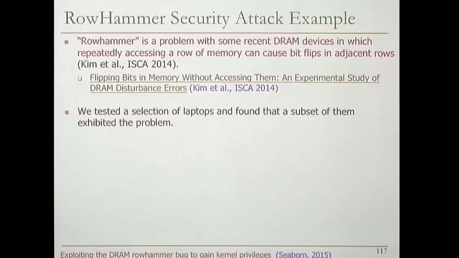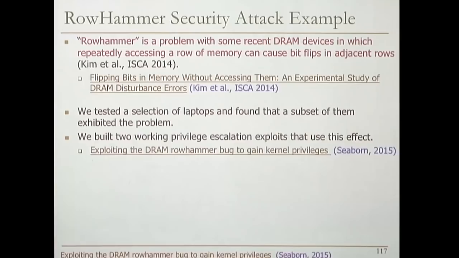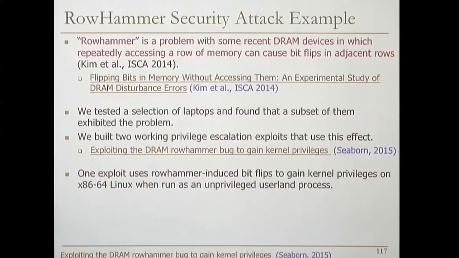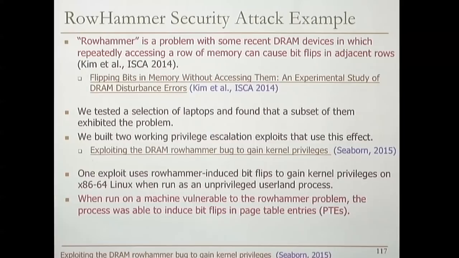They basically said, I'm quoting, they tested a selection of laptops and found that a subset of them exhibited this rowhammer problem. They built two working privilege escalation exploits that use this effect at the user level. One of them is not that interesting to me. Basically, it takes over the Google Native Client, okay? The second one is very interesting. As user level code, it takes over a Linux kernel, basically. You can be root on Linux kernel. That's the idea, when you run this code as an unprivileged user land process.